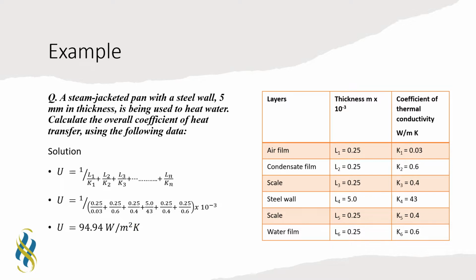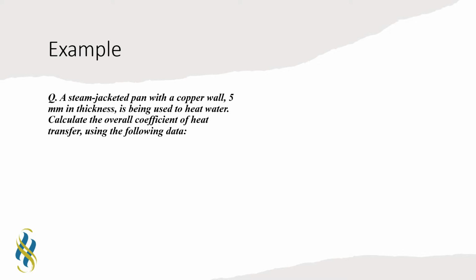Clearly a value of about 95 watt per meter square Kelvin for a wall 5 mm in thickness is very low when it is considered that steel has a thermal conductivity that can conduct 4300 watt per meter square Kelvin for a wall 10 mm in thickness. Other metals are better conductors of heat, for example copper, which has a thermal conductivity of 379 watt per meter Kelvin, and substitution of a copper wall should increase the value of the overall coefficient of heat transfer.